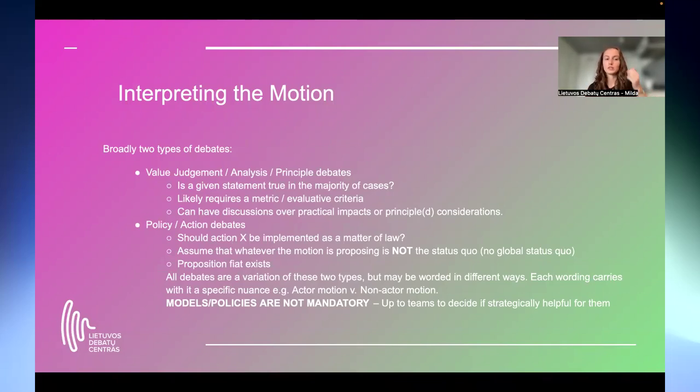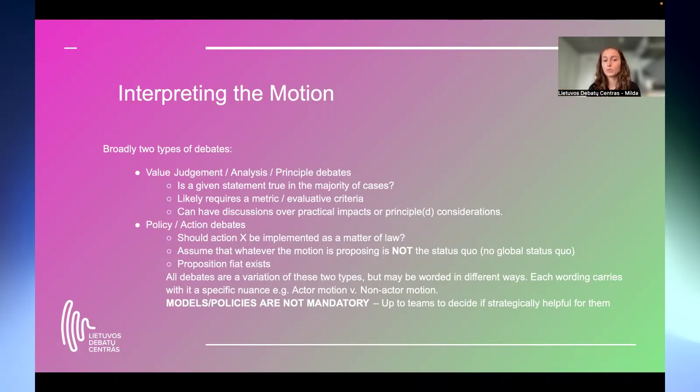The second very common type of debate, perhaps more common specifically if you're only starting out, is policy or action debates. So here we're just talking about changing the world in various ways. Should action X be implemented as a matter of law? Think about various debate motions about banning certain things like drugs or prostitution. Those are very basic types of motions.